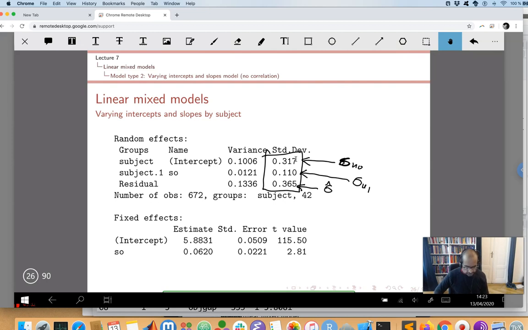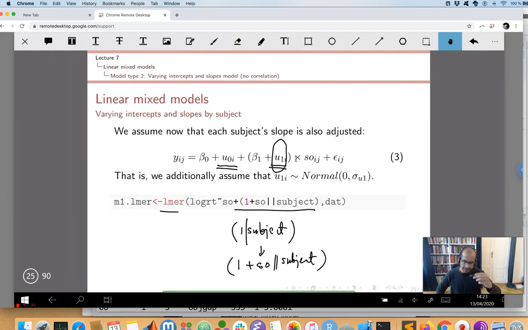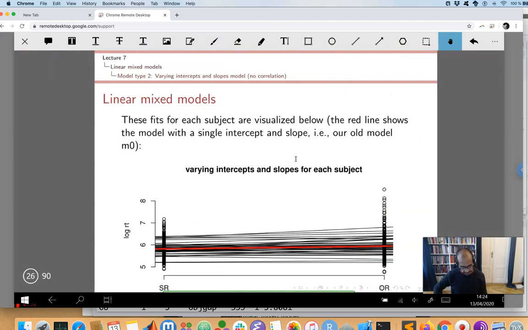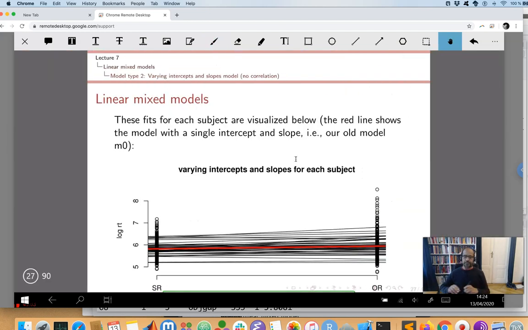So this kind of model, where I have a separate intercept adjustment for subjects and a separate slope adjustment for subjects, is called a varying intercepts and varying slopes model. And this is by subject right now. We are only focusing on the by subject variability here. Now I can plot this by subject variability from the linear mixed model.